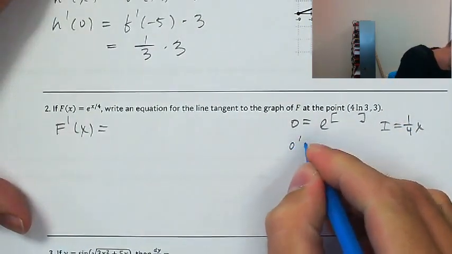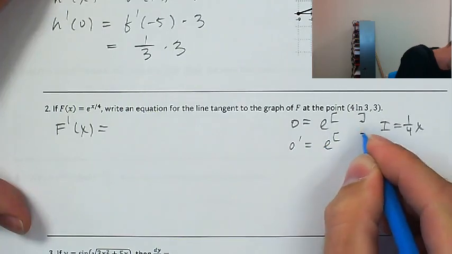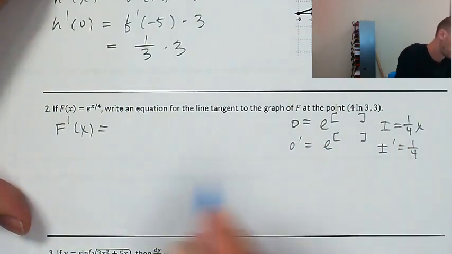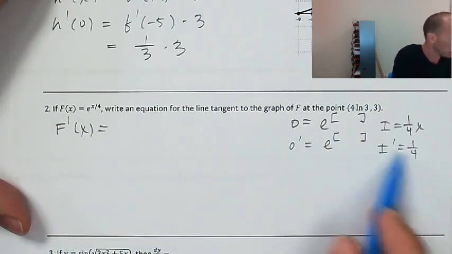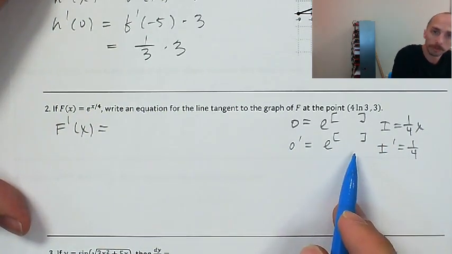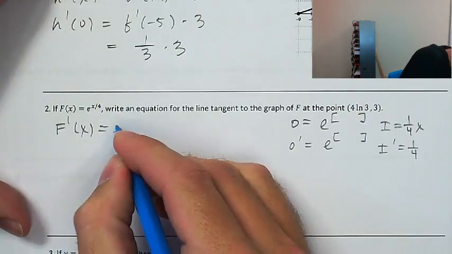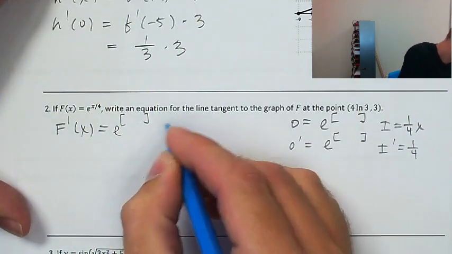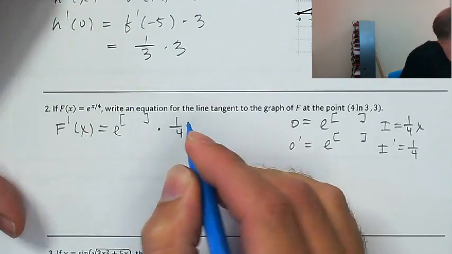Okay, I'll take the derivative of outside. The derivative of e to the thing is e to the thing, and the derivative of the inside is 1/4. So I'm going to get f prime by multiplying these two derivatives together, and then multiplied by 1/4.